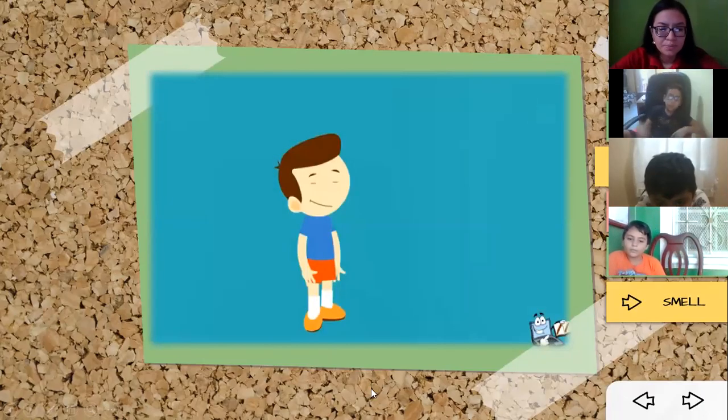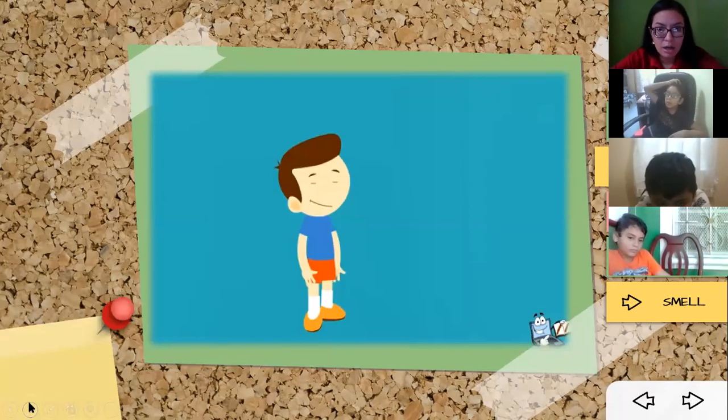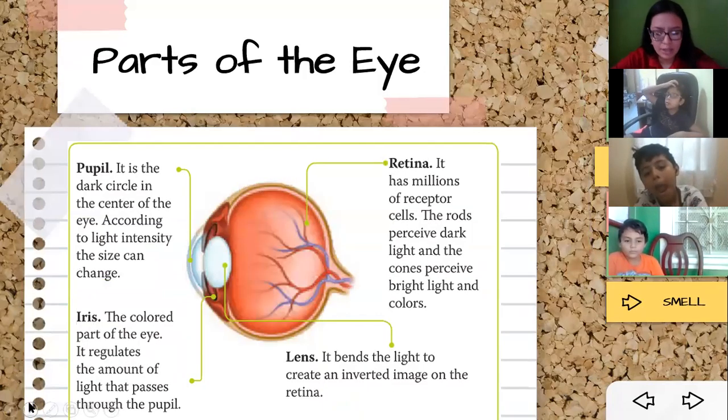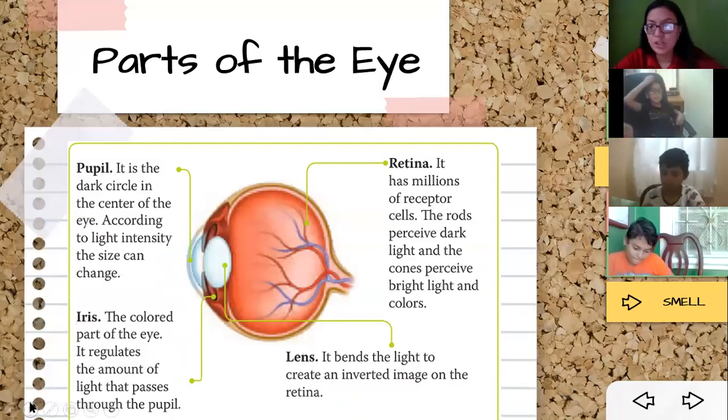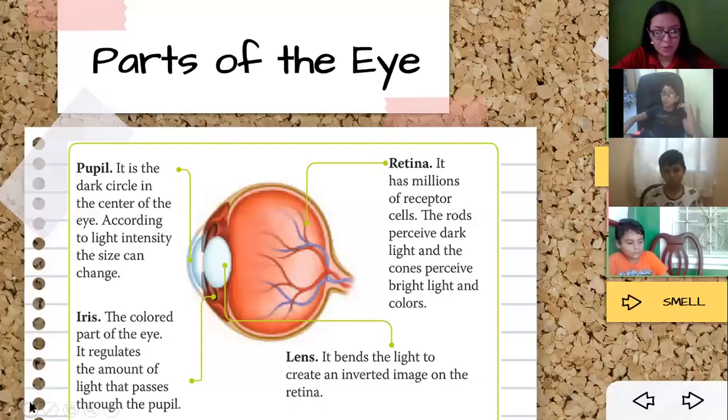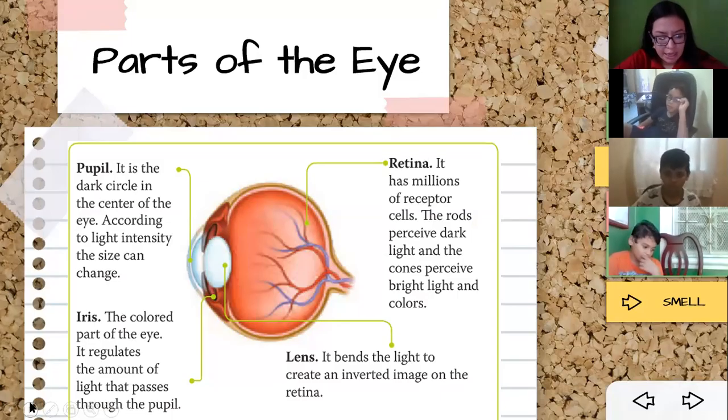Okay, so we're going to continue. In the sense of sight, the eyes have cones and rods that transform the light into signals, into messages, or nerve impulses transmitted to the brain by the optic nerve. The eye is protected by the sclera and the cornea, as you see on the video.